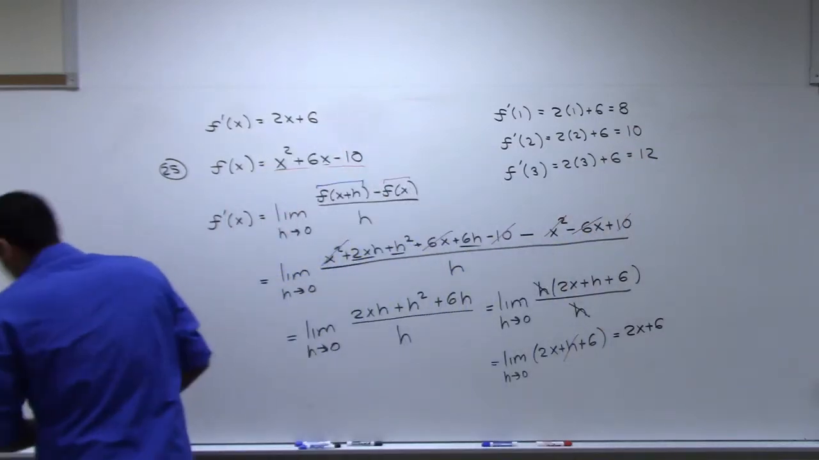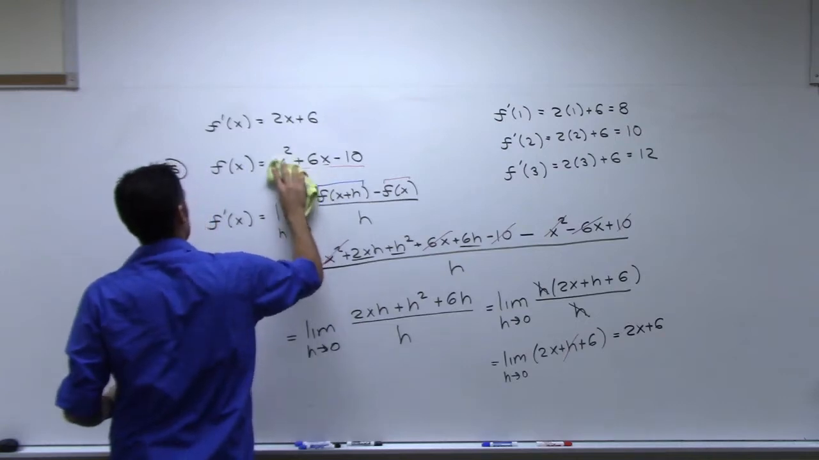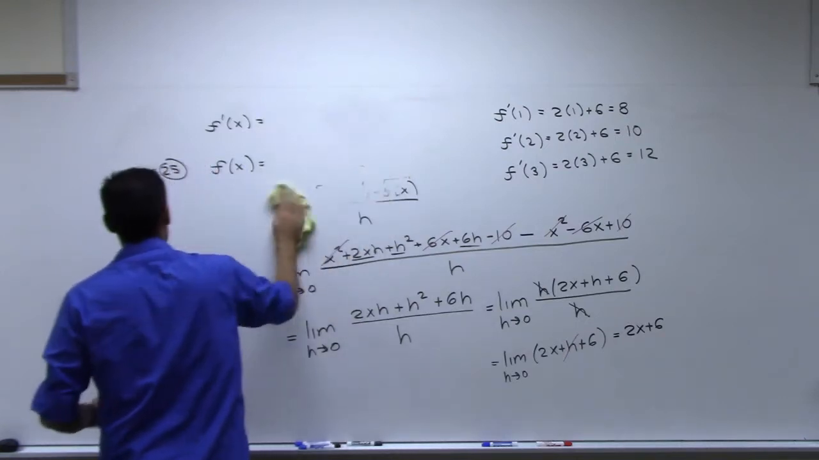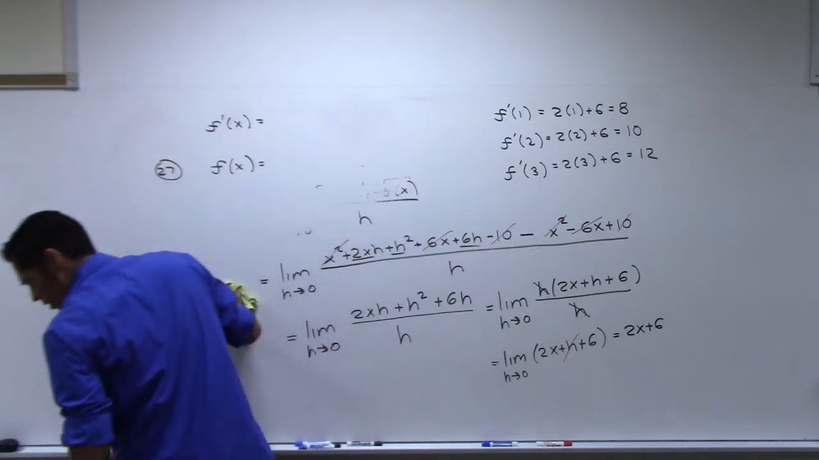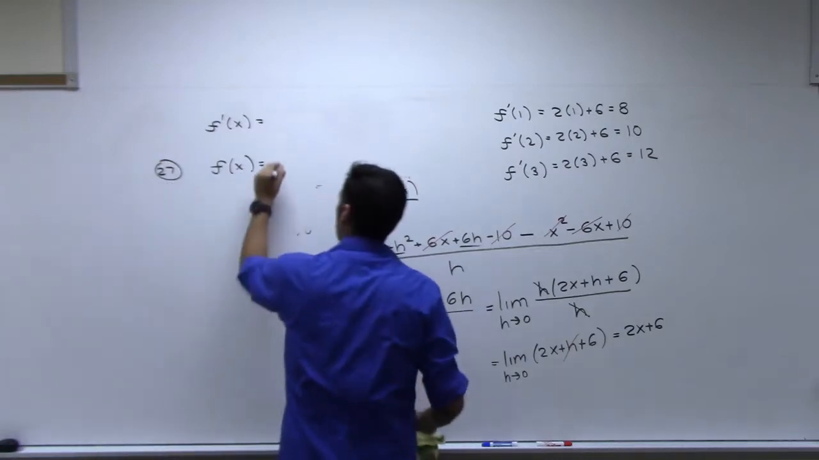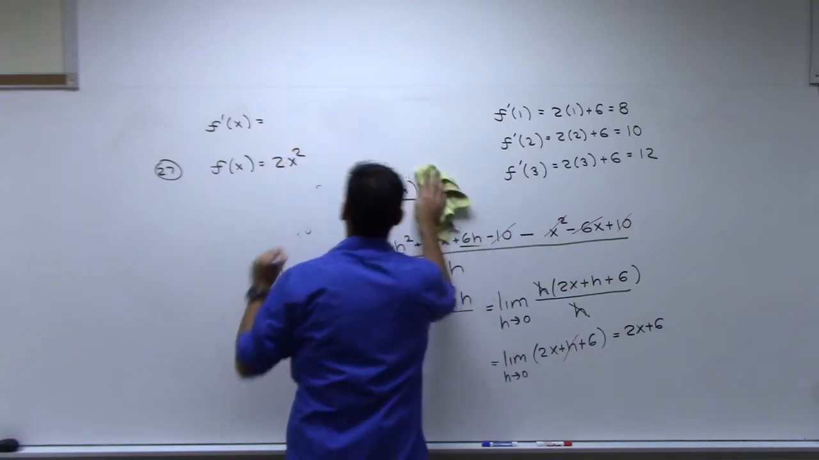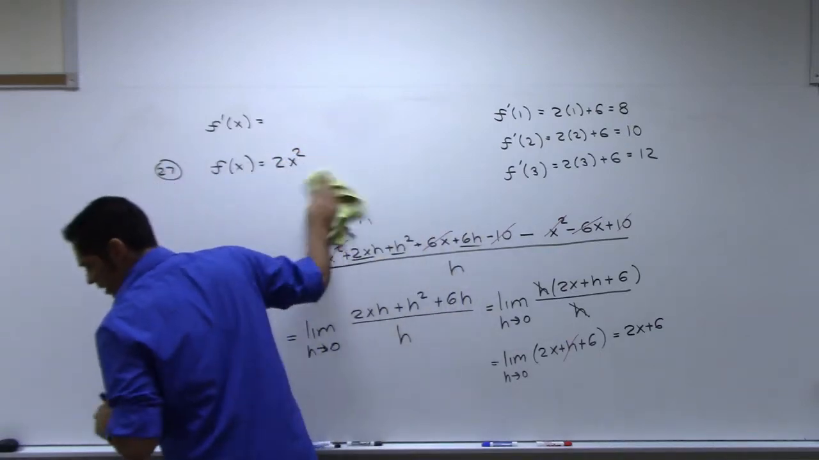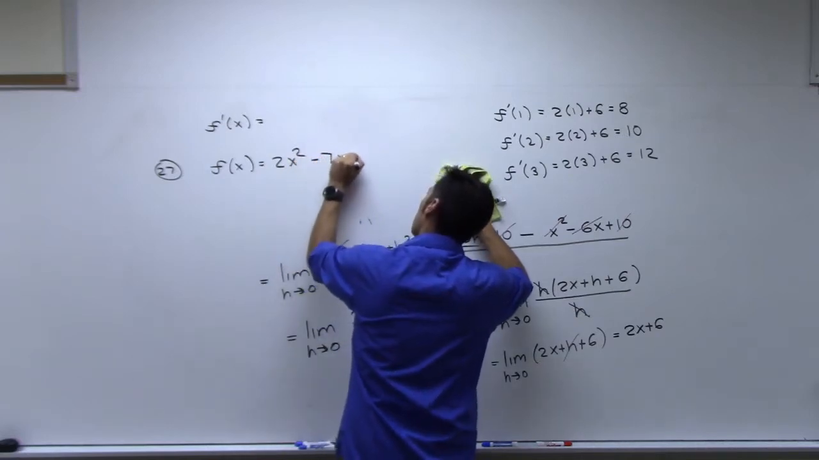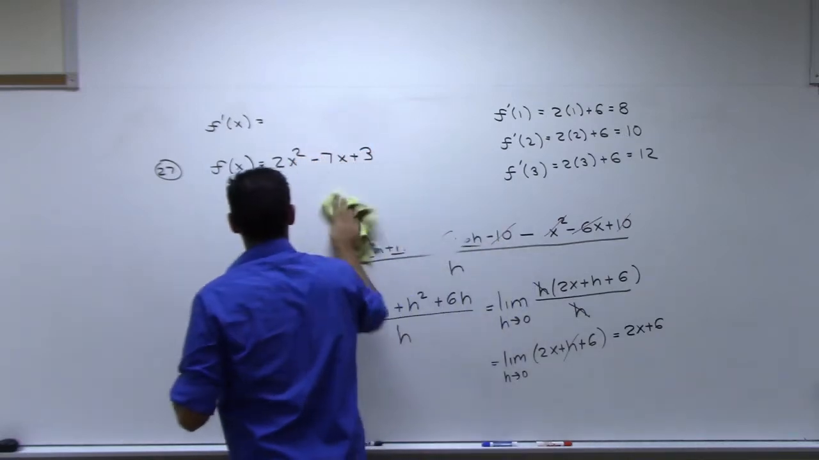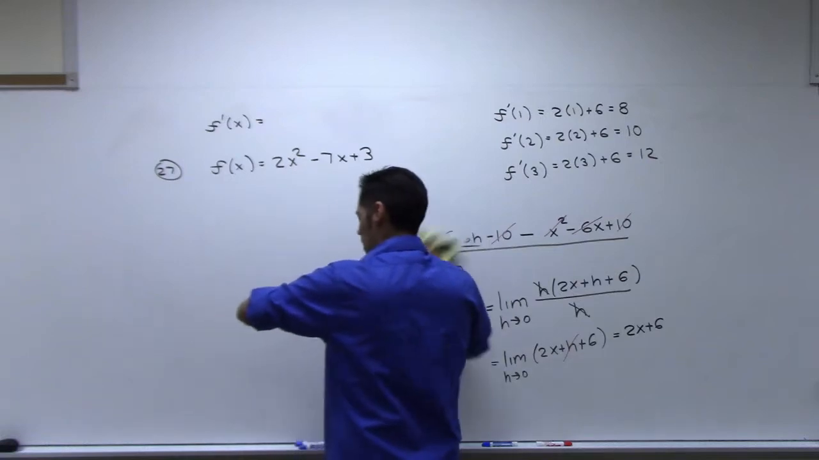All right, number 27 is exactly the same. We want to do the exact same thing, but again, a different function. This function is a little more complicated. It's still a quadratic, but it's got a 2 here in front of the x squared, which makes things a little bit messy. Minus 7x plus 3. Makes it a little bit messy, but I think we're going to make it.